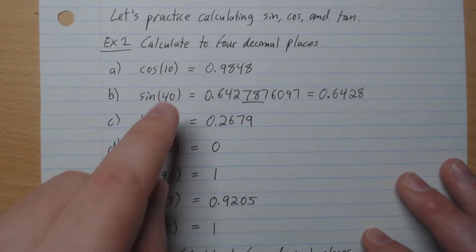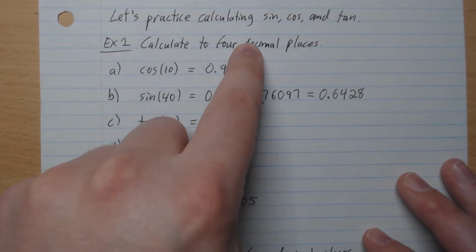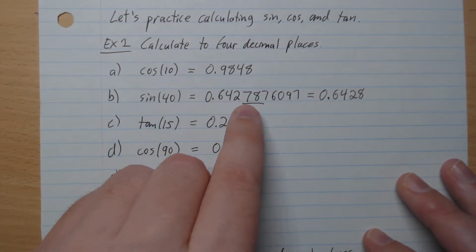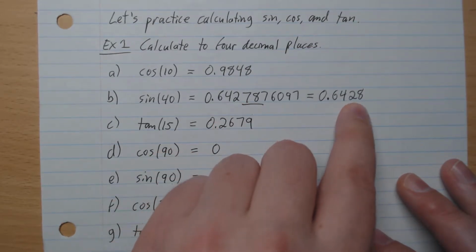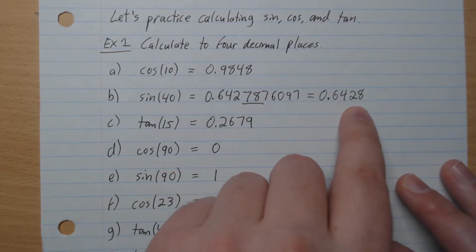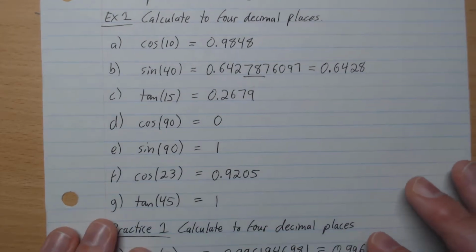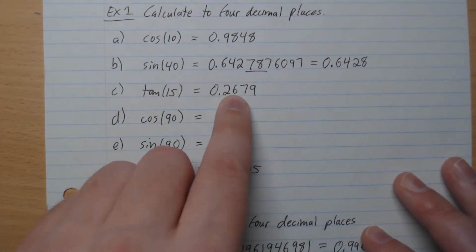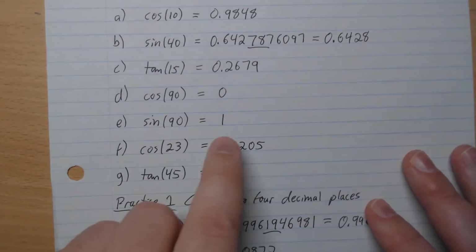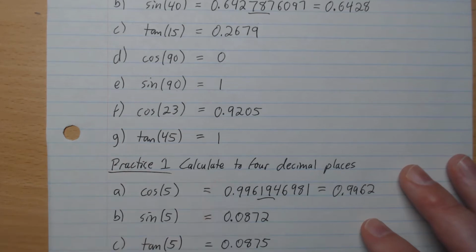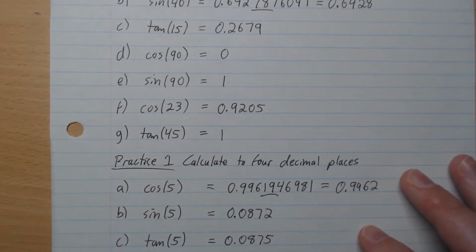Sine of 40, you punch in your calculator, and this is what I get, this big value. And we want 4 decimal places, so 1, 2, 3, 4. So I notice 7, 8, so this is going to be 2, 8, right? You've probably seen this in grade 7 or grade 8, that this is how you get to 4 decimal places. So calculator, tan of 15 gives 0.2679, cos of 90 gives 0, sine of 90 gives 1, cos of 23 gives 0.9205, tan of 45 gives 1.